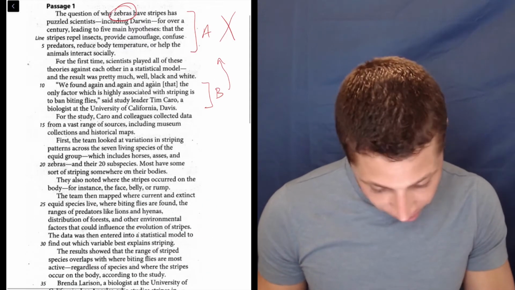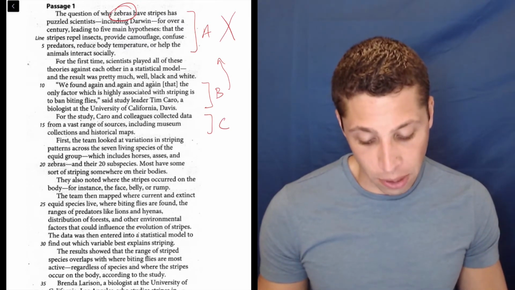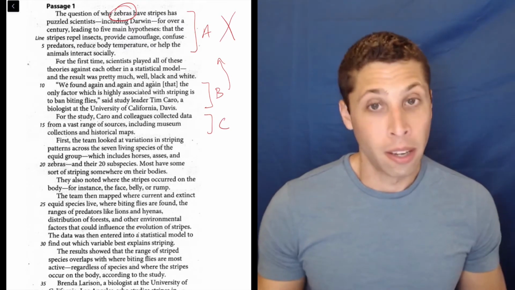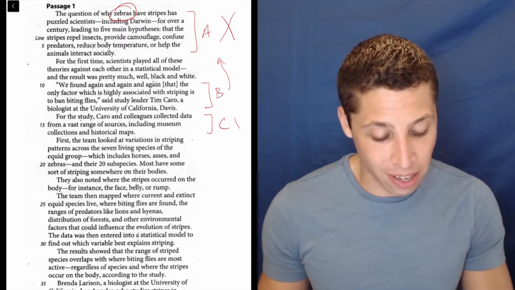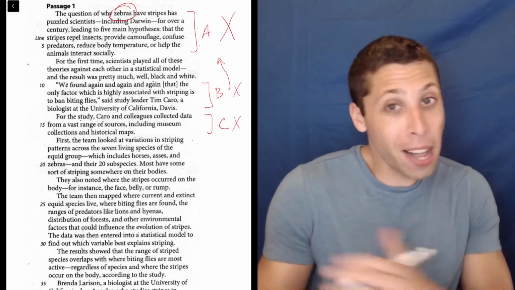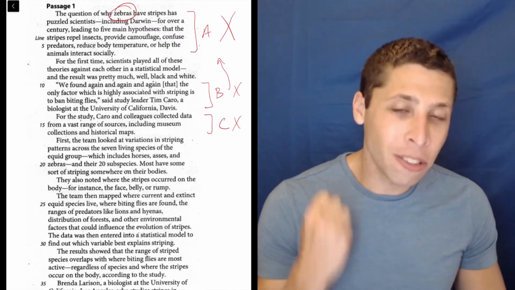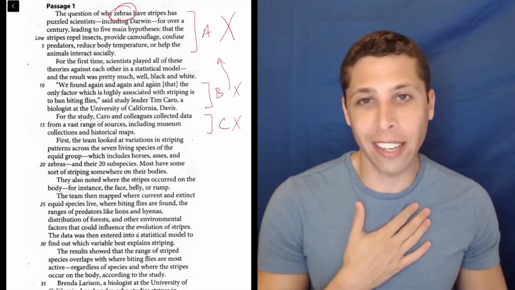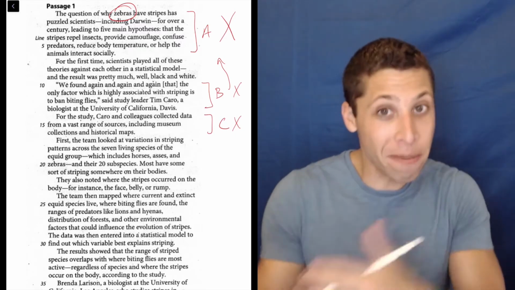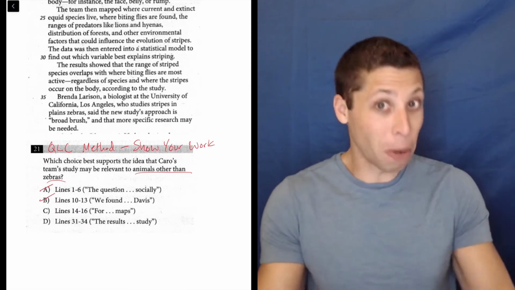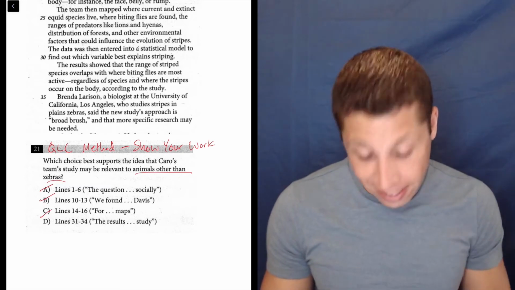14 to 16, that's just the next piece here. "For the study, Caro and colleagues collected data from a vast range of sources, including museum collections and historical maps." Well, it doesn't say what we're studying in the museums, right? It doesn't mention other animals. That's not a good sign. Now, look, it's possible that the museum collection includes other animals. But the line is really supposed to get this idea across. We are not allowed to kind of like guess what they meant. They have to say what they meant. And if they didn't mean what the question says they're supposed to mean, that's not a good sign. So stick to the lines. Hopefully that means that D is going to mention other animals.